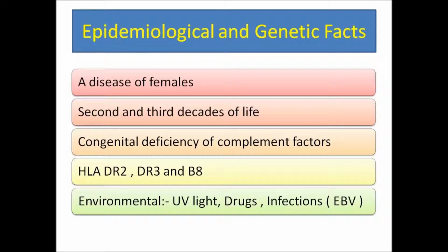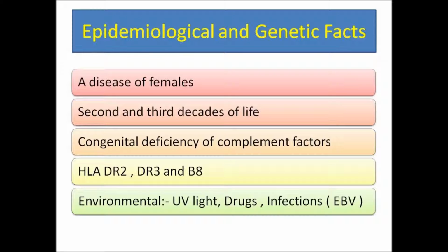Also, mutations at the major histocompatibility complex are evident in SLE, including mutations at the human leukocyte antigen at the DR2, DR3, B8, and A1 locus. And there are many other genetic defects in SLE patients, but these are the most important.